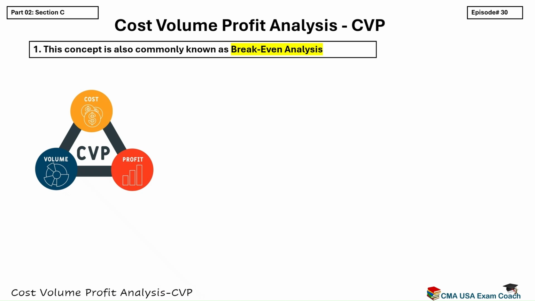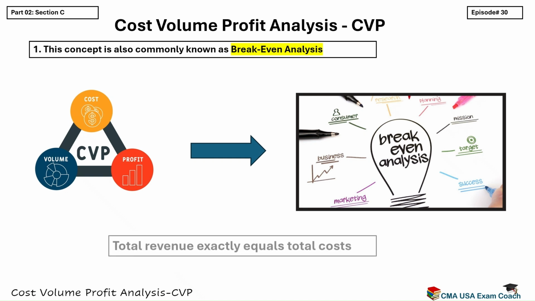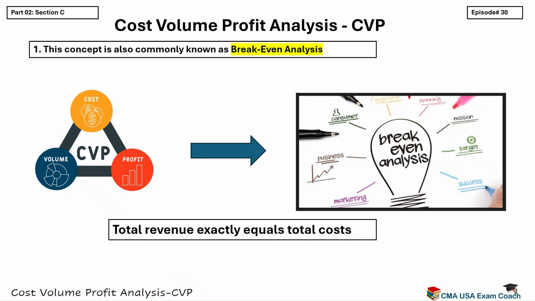So first, we said that CVP analysis is also called break-even analysis. Why? Because one of the main goals of this analysis is to find out the break-even point. This is the point where your total revenue exactly equals your total costs. So, there's no profit and no loss. You're just covering all your expenses. From this point onward, any additional sale will start creating profit. That's why it's called break-even. It's the level of sales where your business breaks even.